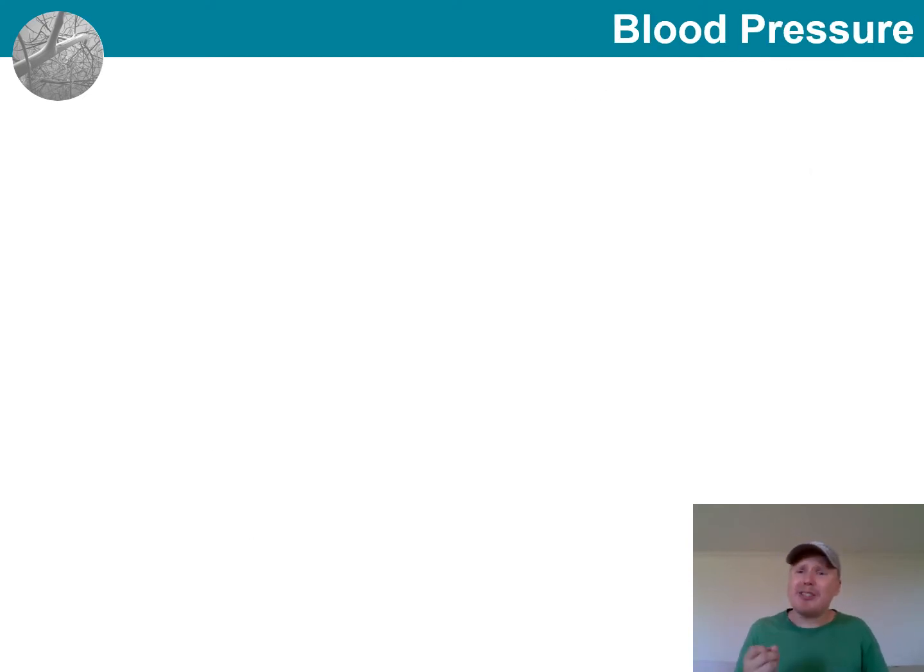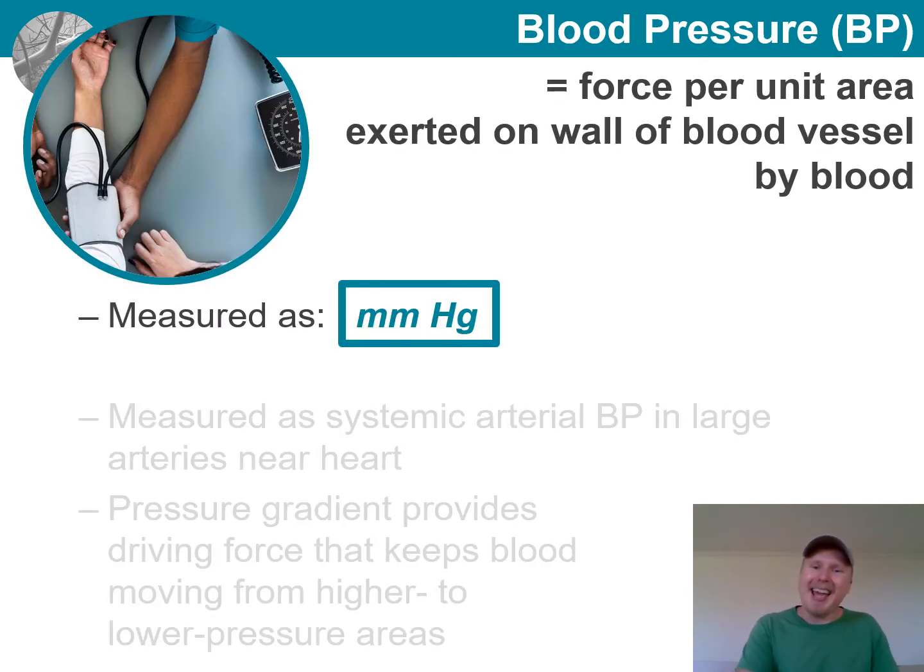So if I asked you in an assignment to provide a definition, what would you say as for what blood pressure is? How to define it? Well, the key here is that blood pressure is a measure of the force that blood exerts against blood vessel walls from inside the blood vessels. And we measure the blood pressure as millimeters of mercury.